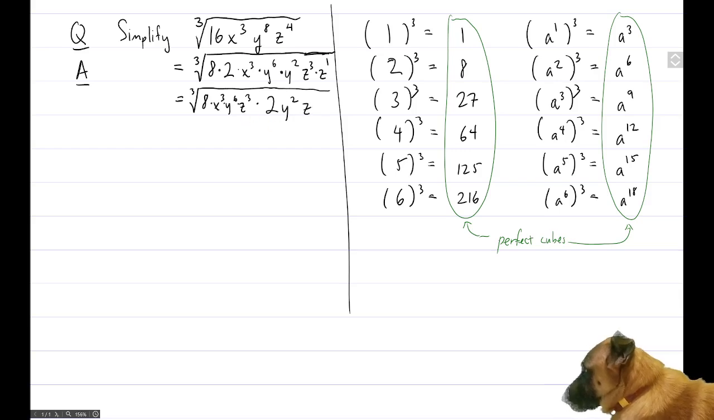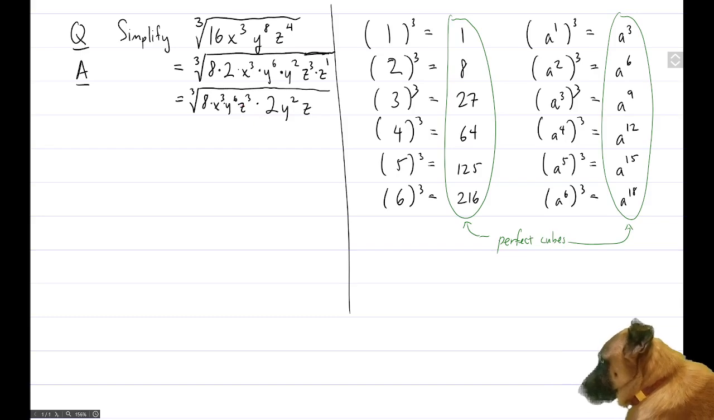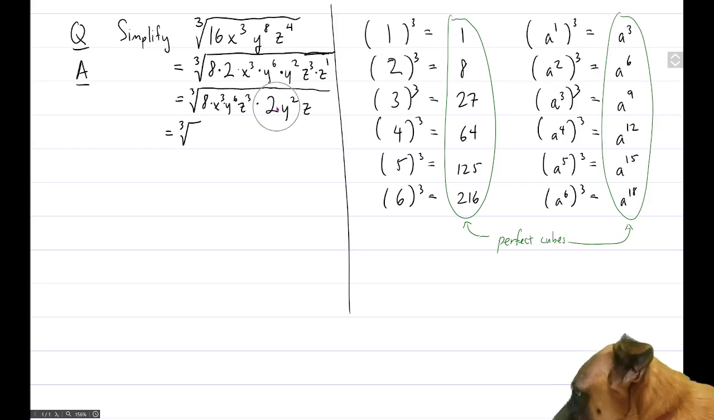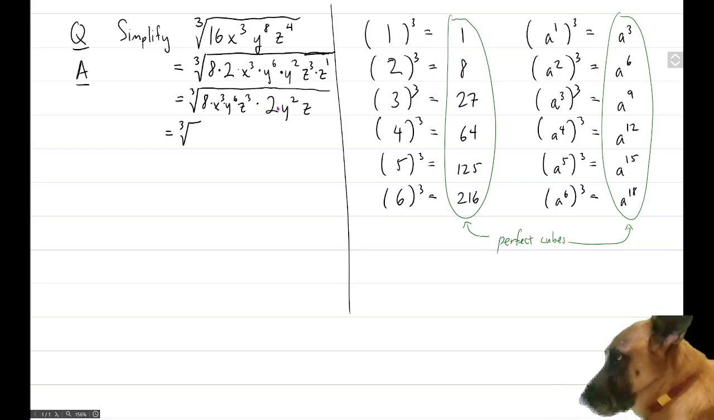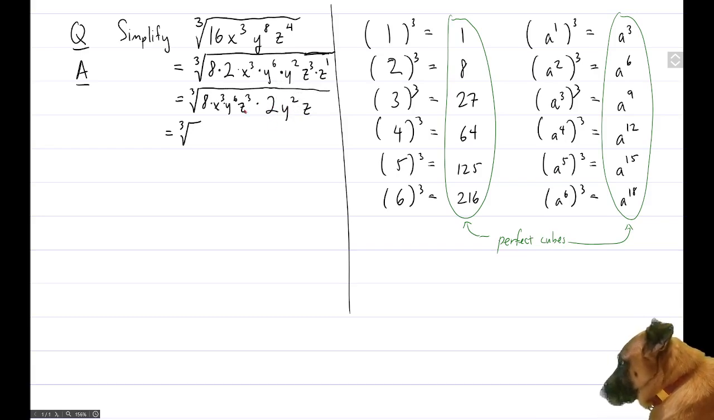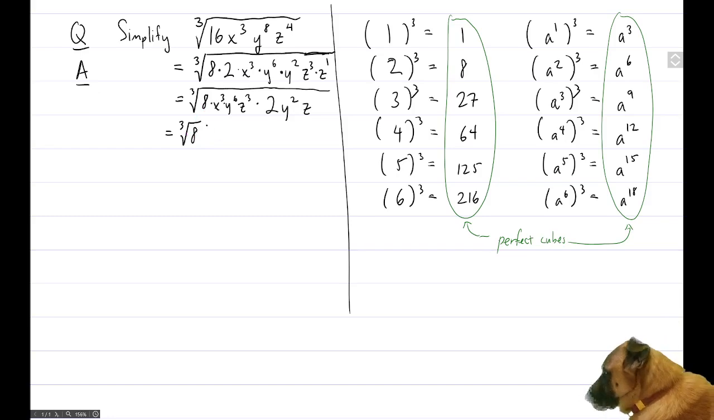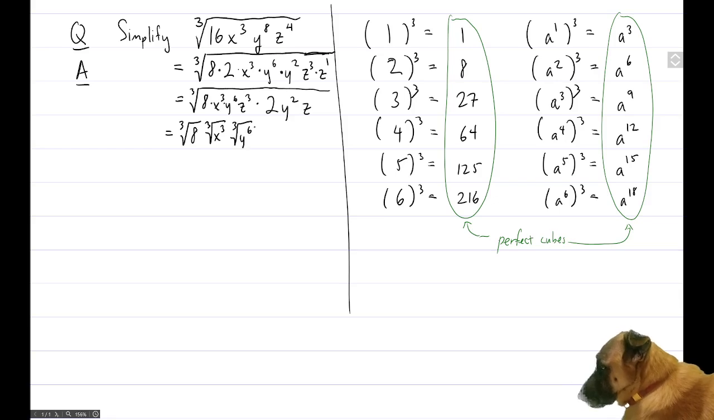Now I kind of didn't write all these times signs in between, but we can split at any multiplication we want, including here and there, but we won't here or there. All this fluff that doesn't have any perfect cube we'll just leave in one radical. The other stuff will split up. Some people feel comfortable skipping this step, but I feel like showing it in a video. Cube root of 8 times cube root of x cubed times cube root of y to the 6th times cube root of z to the 3rd times cube root of 2y squared z.